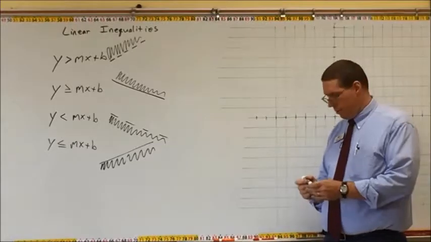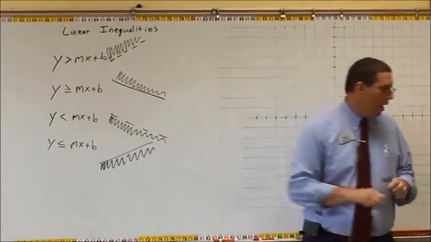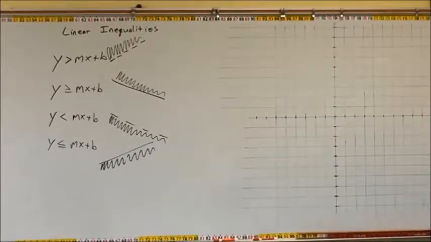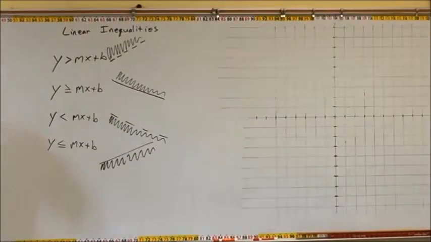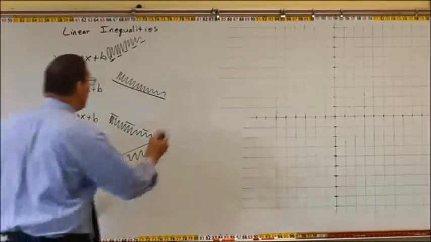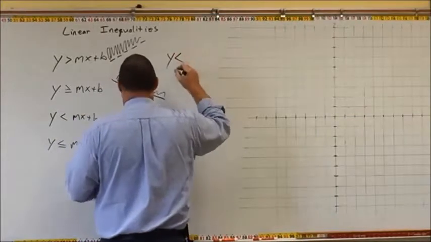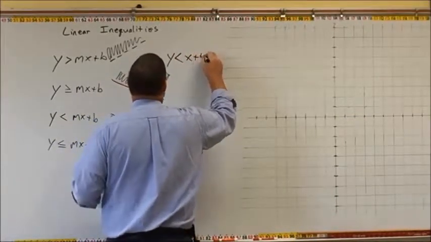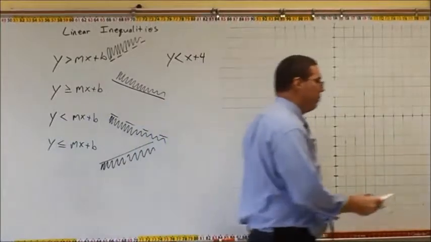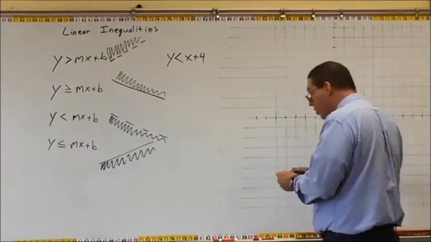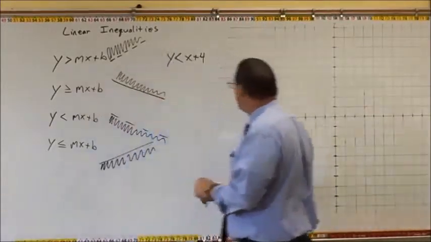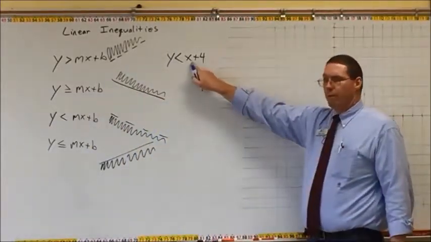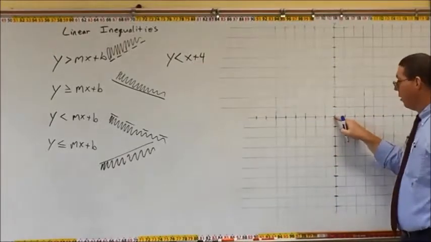Let's do an example. Let's say that we have y is less than x plus 4. Well, basically, we're just going to graph the line x plus 4. Where do I go first to graph x plus 4? Positive 4, right? I'm going to go to the y-intercept.